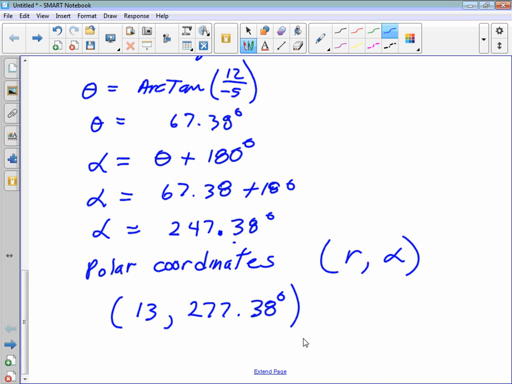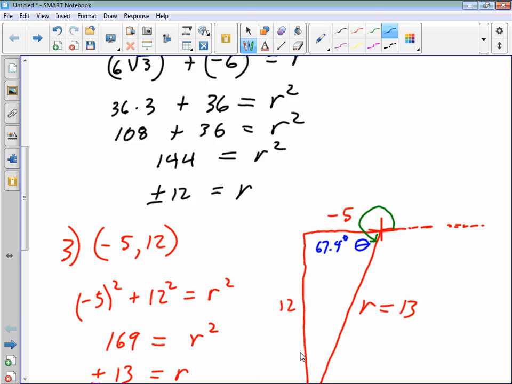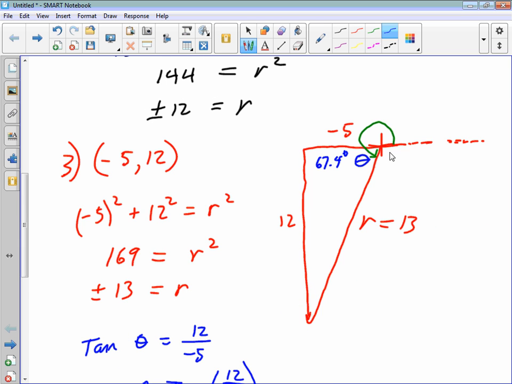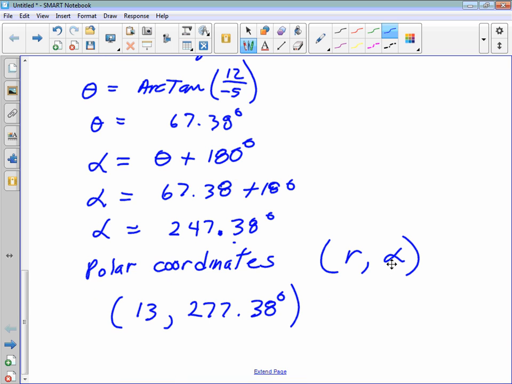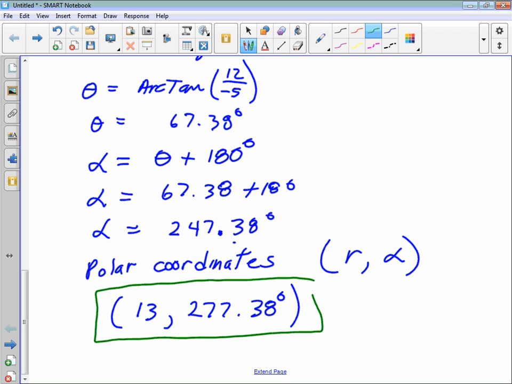Now, finally, and I always encourage you to say, does my answer make sense? Well, this angle has to be between 180 and 270. So an angle of 247, I believe, is very reasonable.